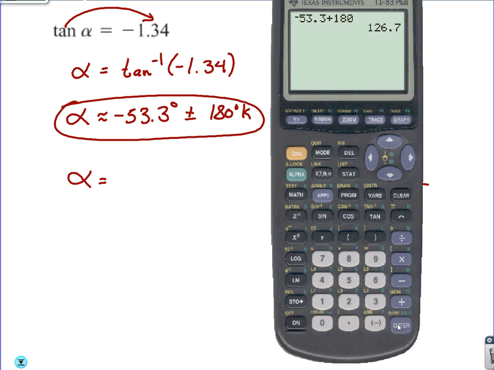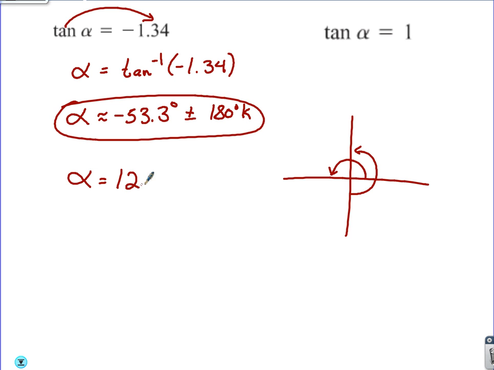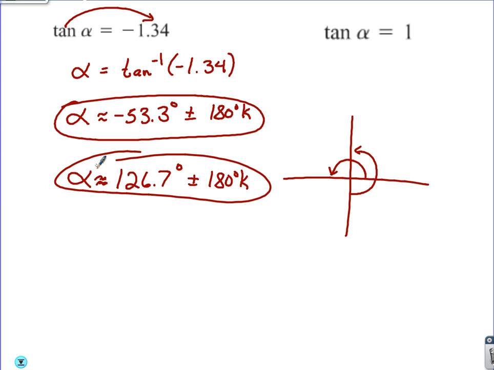I know that negative 53.3 and 126.7 are coterminal. So I could also write that as alpha is about 126.7 degrees plus or minus 180K. Those answers are identical. Those are the same angles. If I made you make a list of all those angles, it would take a while. Take this, add on 180, add on 180 again. Take this angle, add on 180, add on 180, you're going to get the same set of angles, if that makes sense. Or subtract 180, subtract 180.